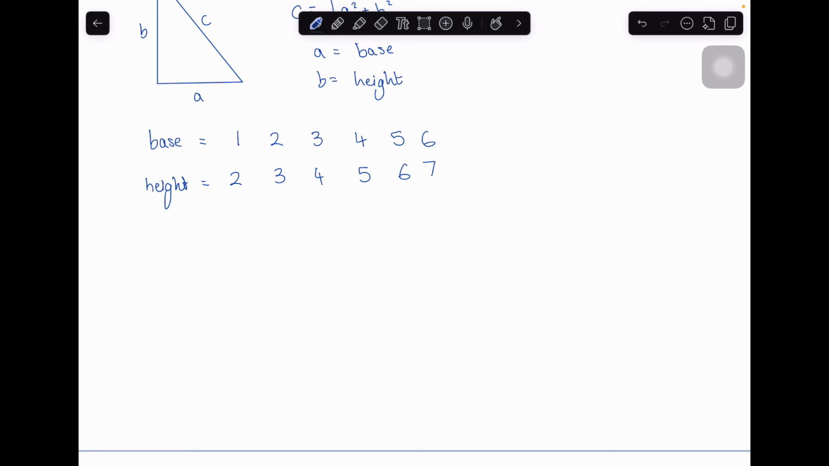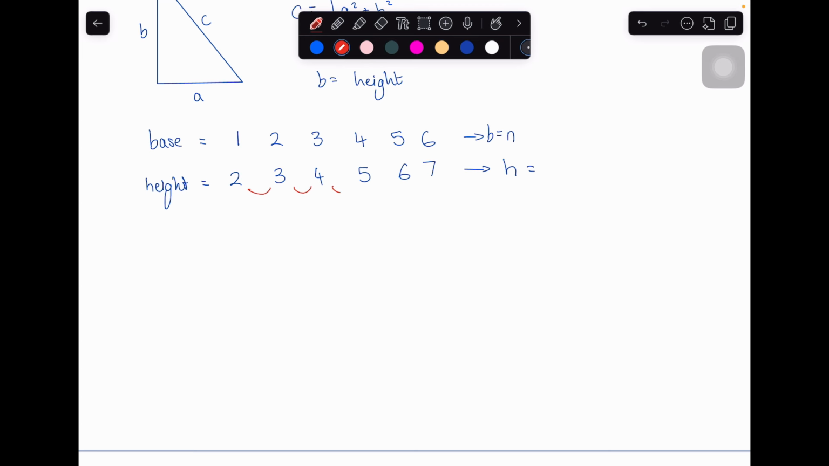Okay, so what did we really do? Let's find a sequence for each of these in terms of n. So for the base, in terms of n, it is just n. So b is equal to n because it just goes up by 1 each time. Now for the height, this is slightly different. Now it is adding 1 each time, so it would be n, but we need to plus 1 also.